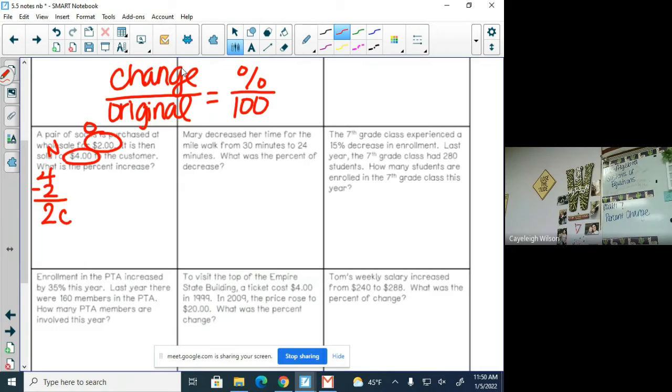All right, and then I start filling in the formula. The formula says the change. What was the change? $2. What was the original? $2. And it says, what is the percent? I'm going to put an X in the percent spot because that's what I'm finding. So change over original.